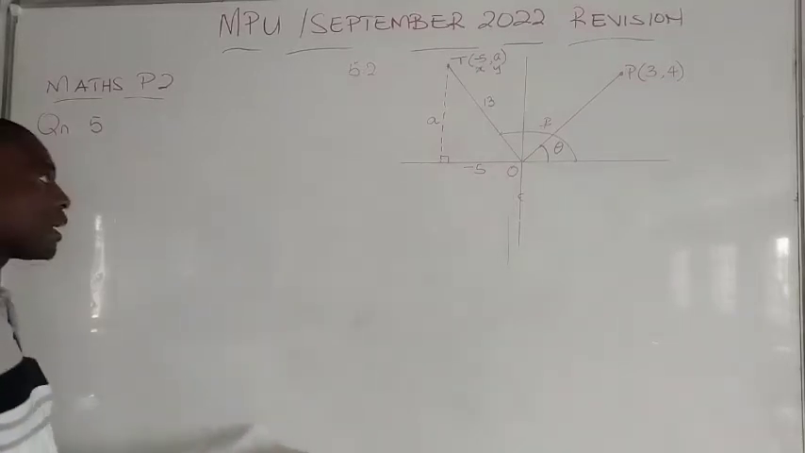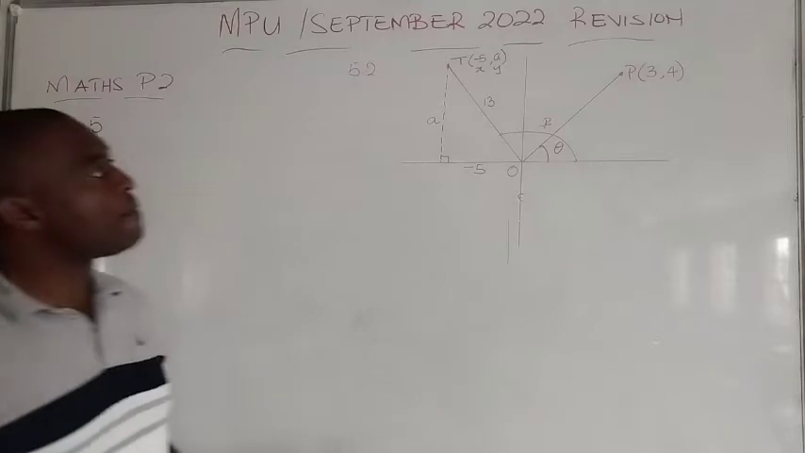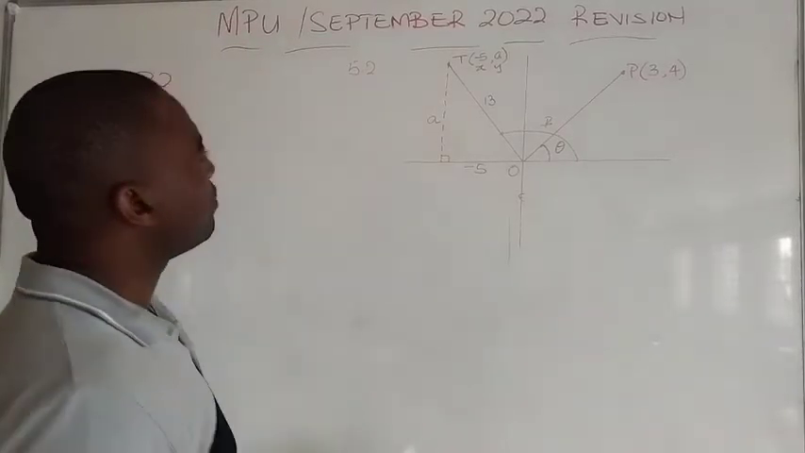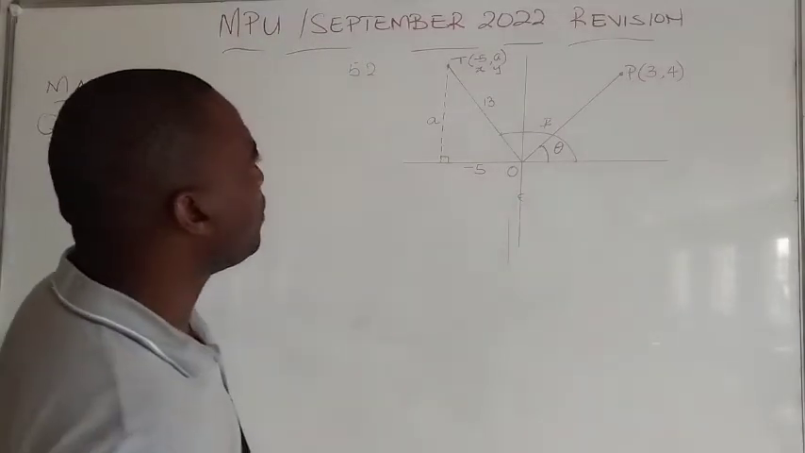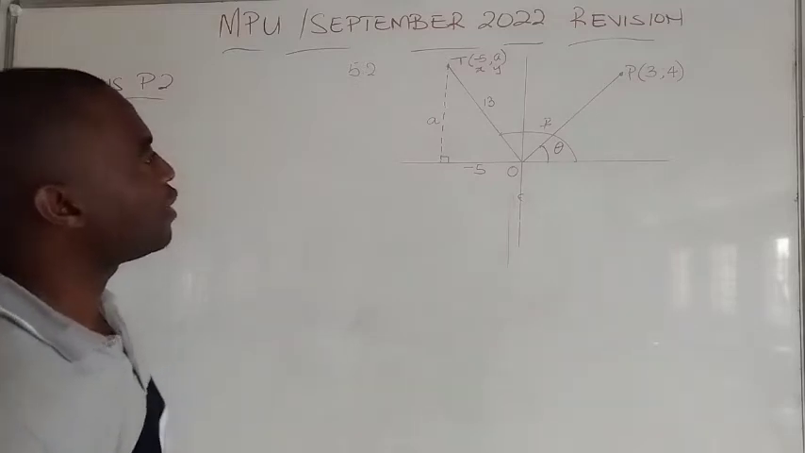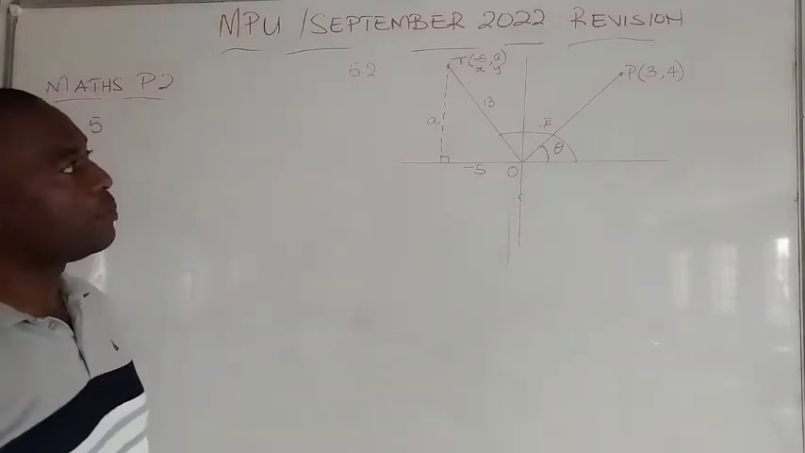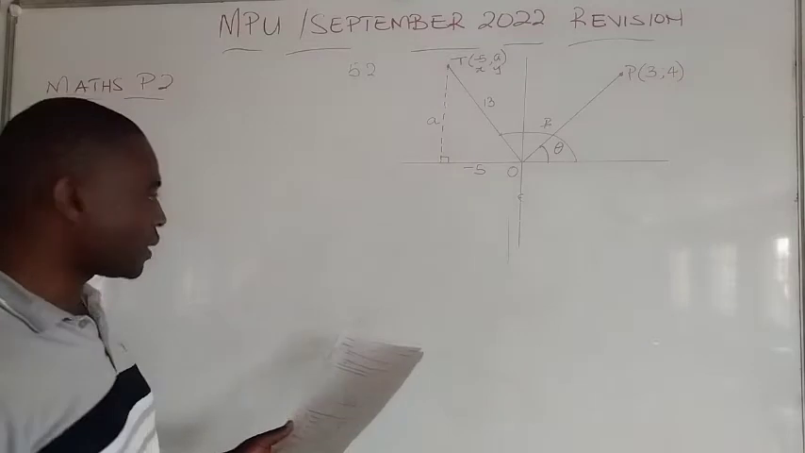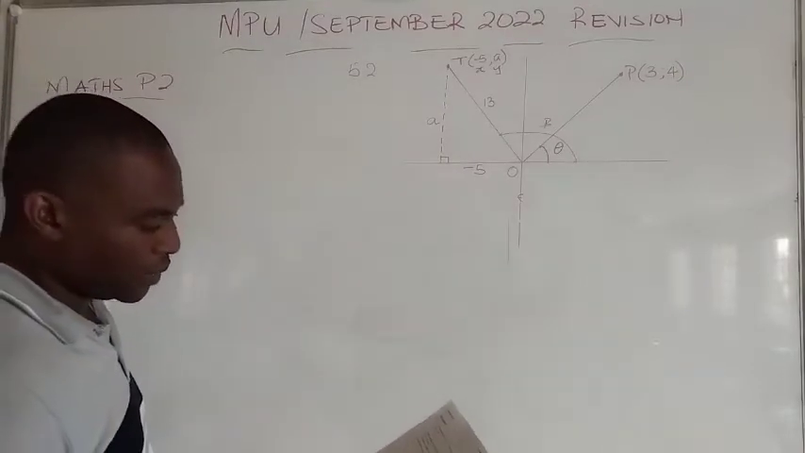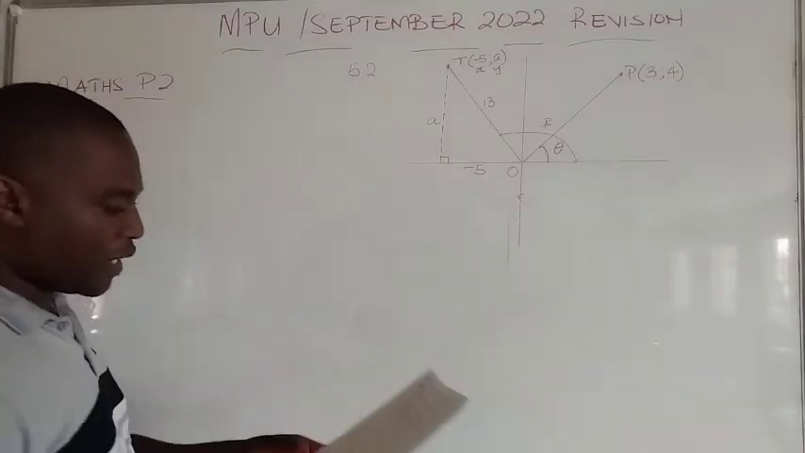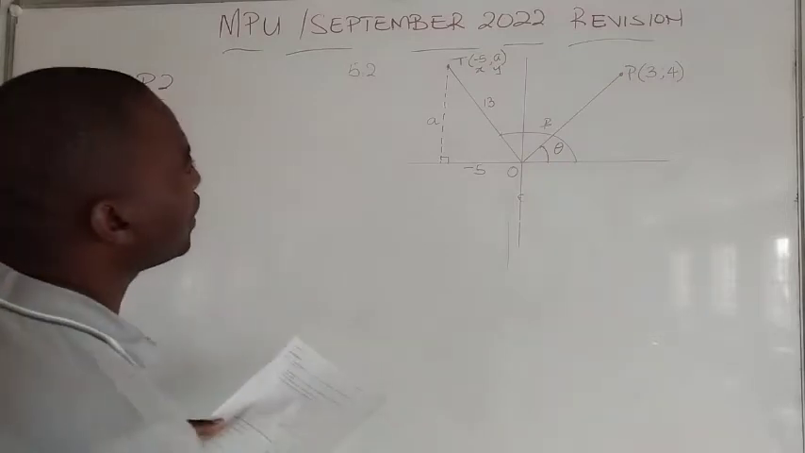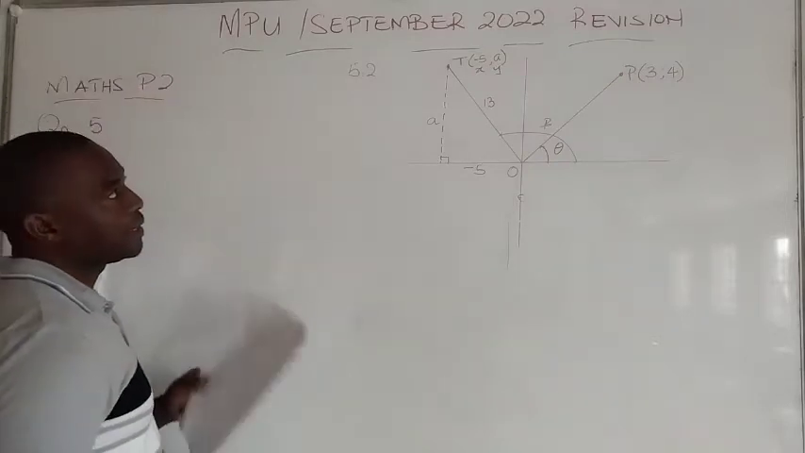5.2, you are given the Cartesian plane with the terminal arms OT and OP, and the coordinates of T are negative 5, A, and P is 3, 4. The first question there, you are asked to find the value of A, which is the y coordinate at T.